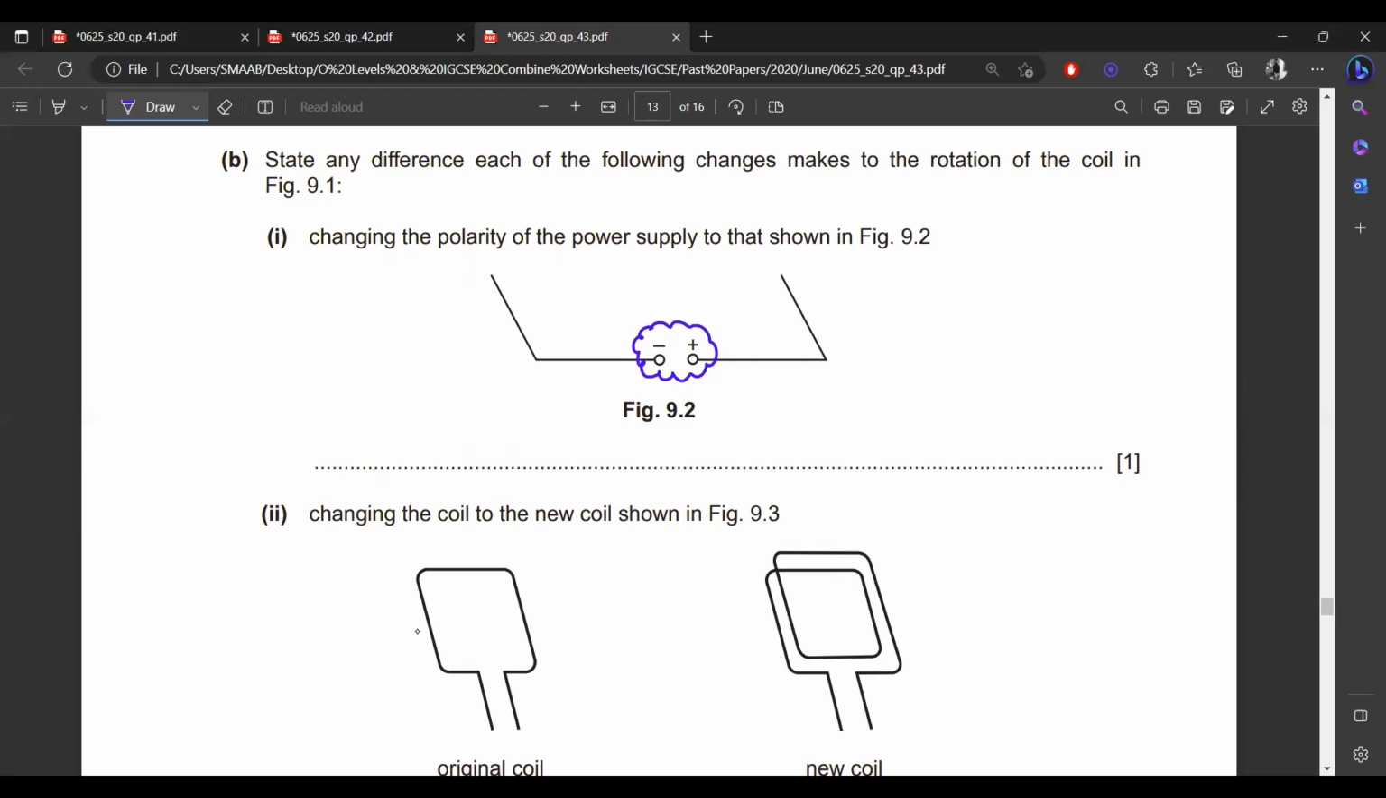Yes, they already mentioned that there will be a change in the direction of electric current. So you need to identify what will be the change in the rotation of the coil. Oh, clockwise. Yes, it will rotate clockwise, or we can just simply write that the rotation will reverse, or it will be in the opposite direction. So now the coil will rotate in clockwise direction.